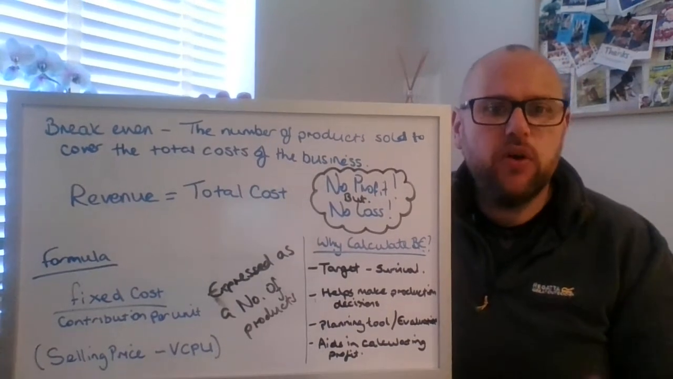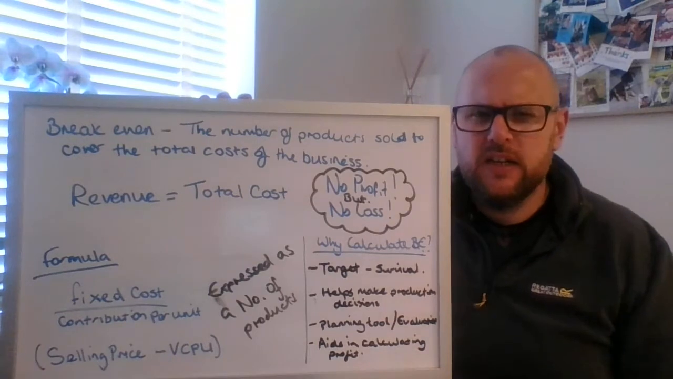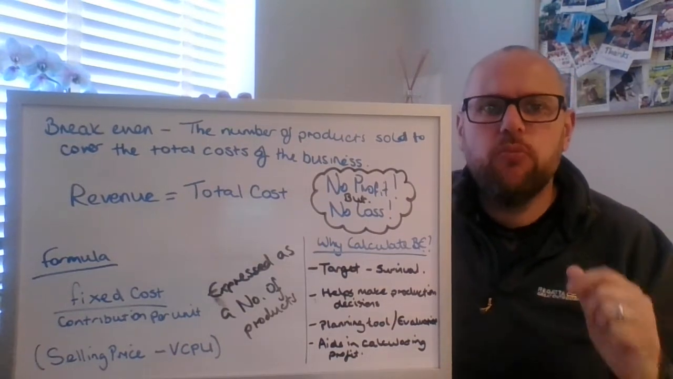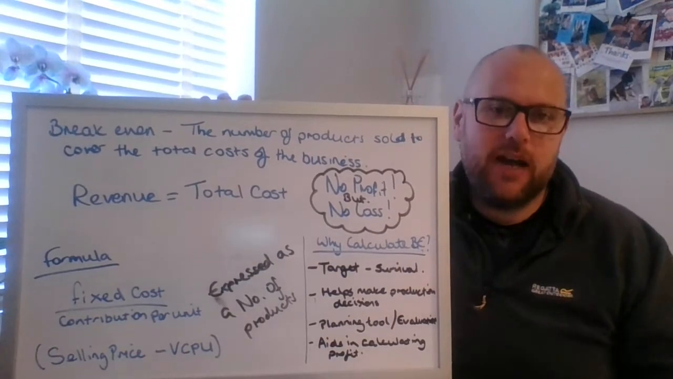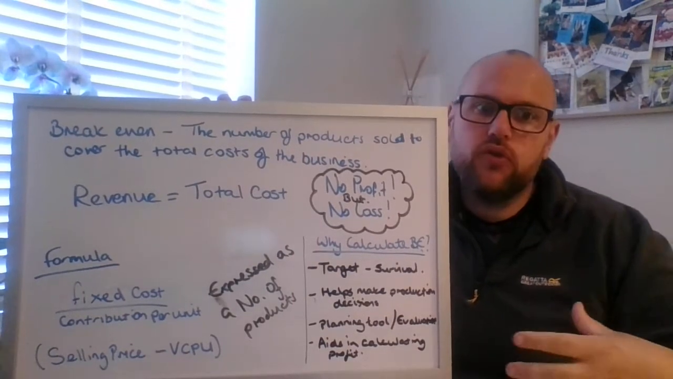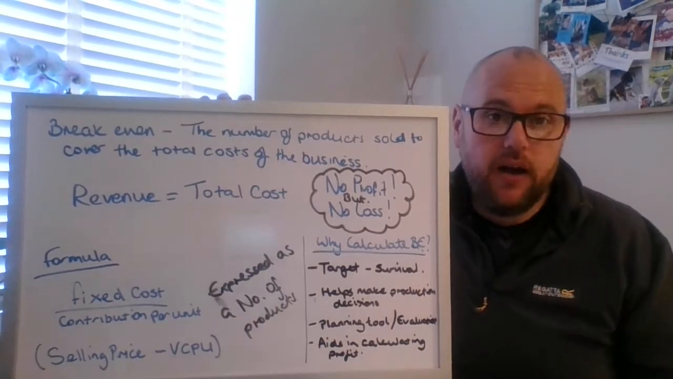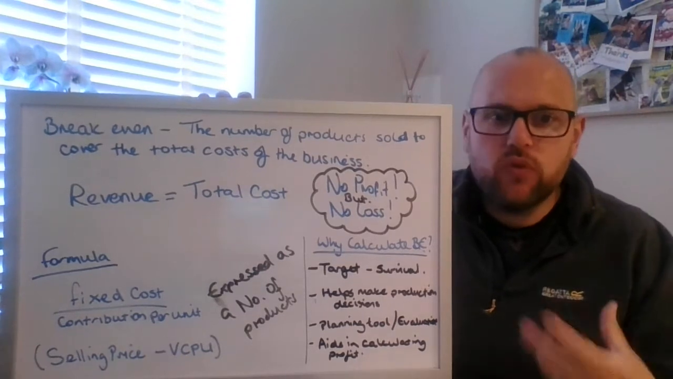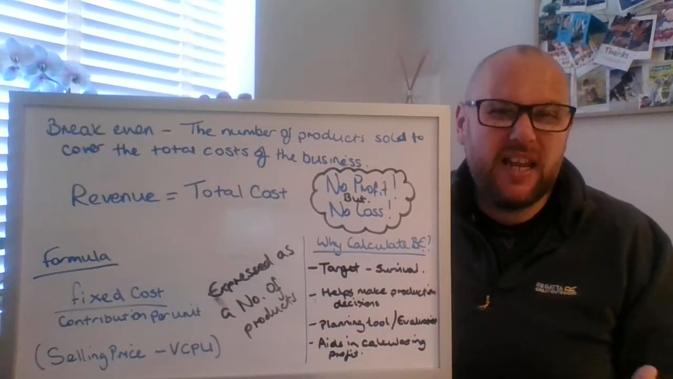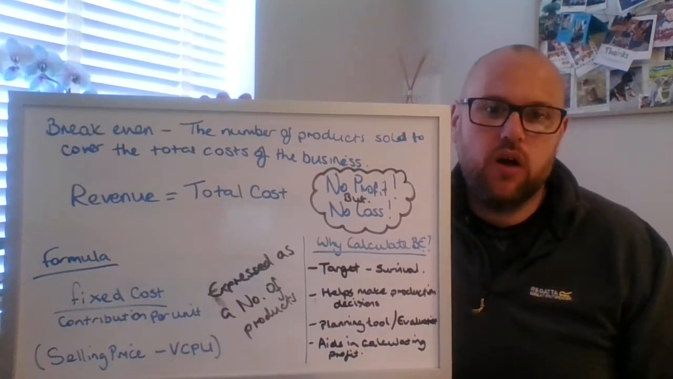Well, break even is the point in which my revenue is equal to my total cost. So what's that actually mean? Well, really it's a number of products. A number of products I need to sell in order to cover my costs. So how many products do I have to be able to sell to mean that I am not making a loss? Now at this point, I'm also not making a profit. I'm breaking even, I'm at zero. My revenue is equal to my total cost.